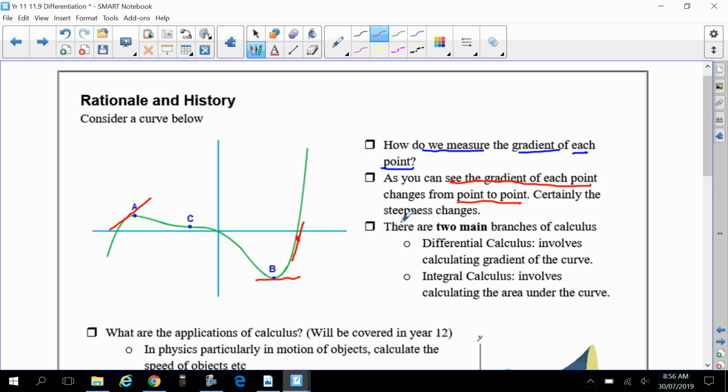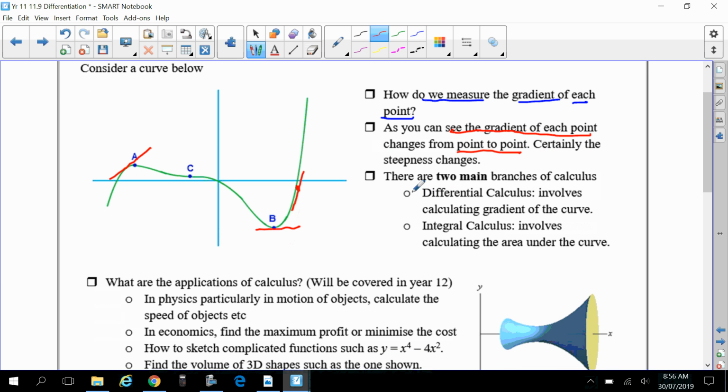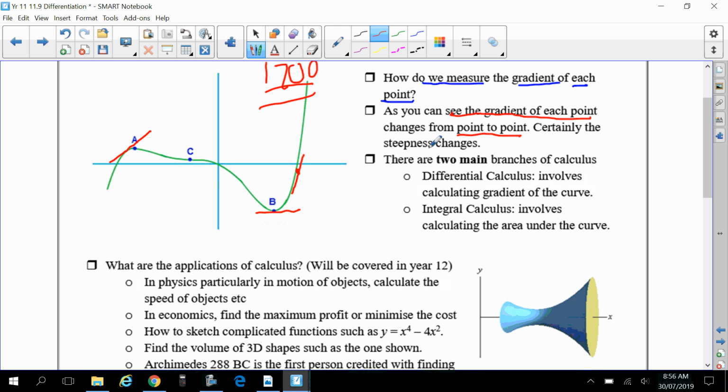To answer this question, these puzzled mathematicians for hundreds of years until in the 1700s, they started to make some breakthroughs. There are two main branches of calculus. One is called differential calculus, which is what you're going to do in this topic. It involves calculating the gradient. The other is called integral calculus, which involves the process of integration, finding the area under the curve. For example, what's the area of that section?